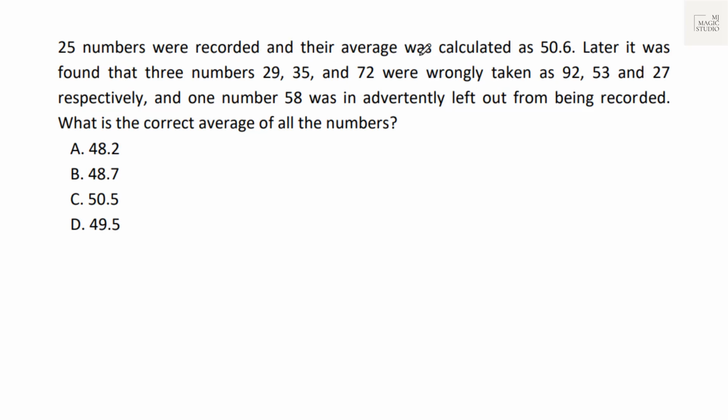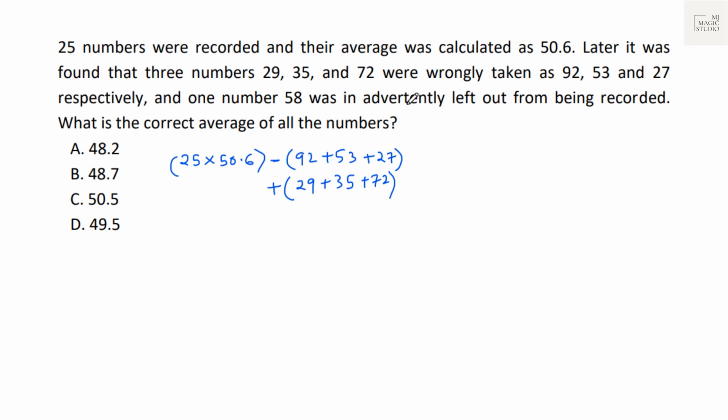25 numbers were recorded and their average was calculated at 50.6. That means the total of those 25 numbers was 25 into 50.6. Later it was found that 3 numbers were wrongly taken as this. We need to subtract the wrong numbers: minus 92 plus 53 plus 27, and then add the correct values: 29 plus 35 plus 72.